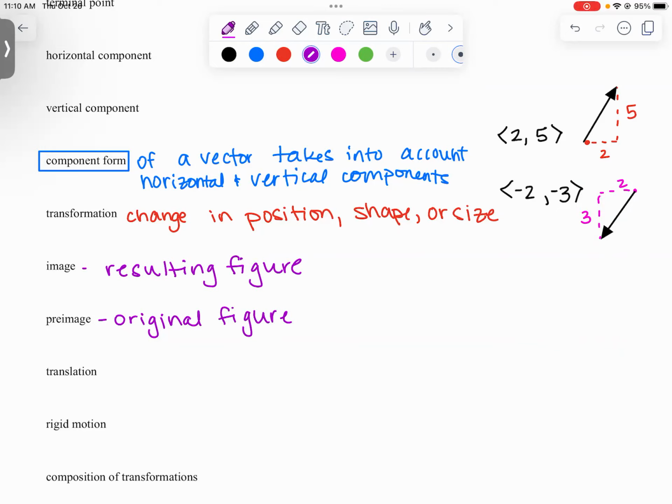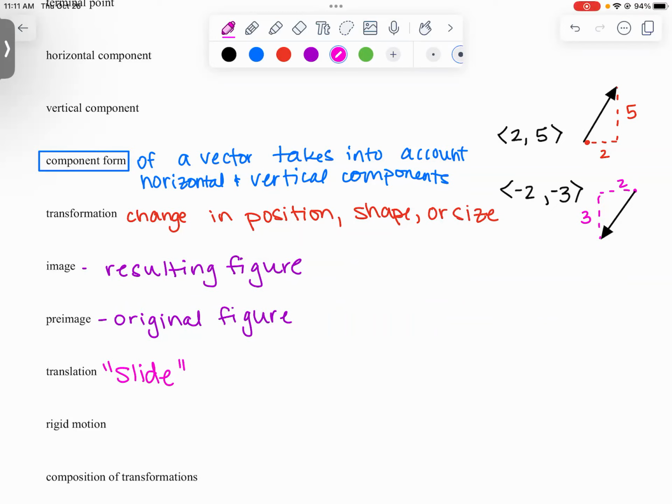All right, so today we're going to focus on a translation. And a translation is really just what we're gonna call a slide. We are going to take our shape and we're gonna slide it. Maybe we're gonna slide it right, left, up, down. Maybe a combination of right and up or left and up, whatever. Okay, we're gonna take a shape and we're gonna just slide it in the coordinate plane.